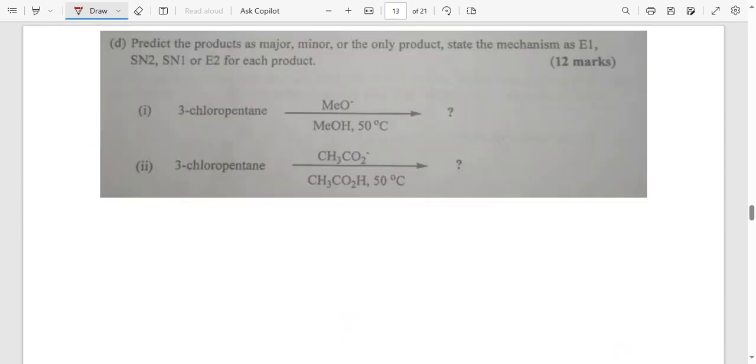Okay. Let's look at this one. Predict the product as major, minor.